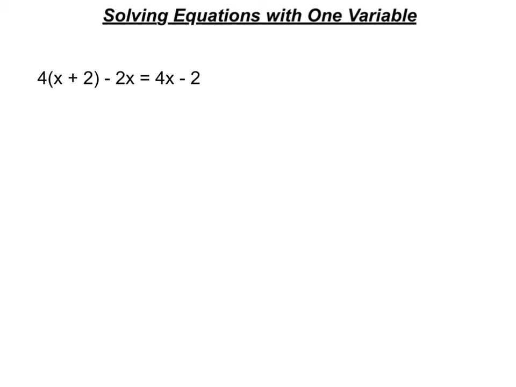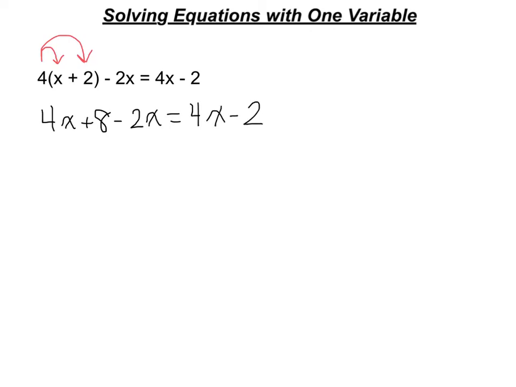In the first example that we're given, we need to first use the distributive property, where we multiply 4 to x and 4 to a positive 2. When we do that, we get 4x plus 8, and then copy down the remaining terms. This is equal to 4x minus 2.